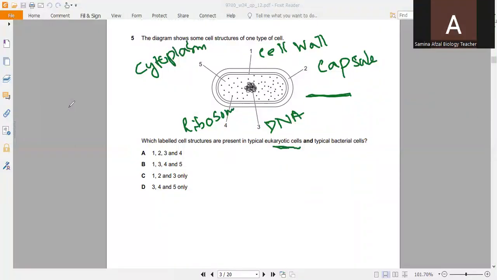So it means you can see the eukaryotic cells contain cell wall, they contain hereditary material, they contain ribosomes, they contain cytoplasm. So they don't contain this slime capsule. So in this case, you can see B is the correct option.